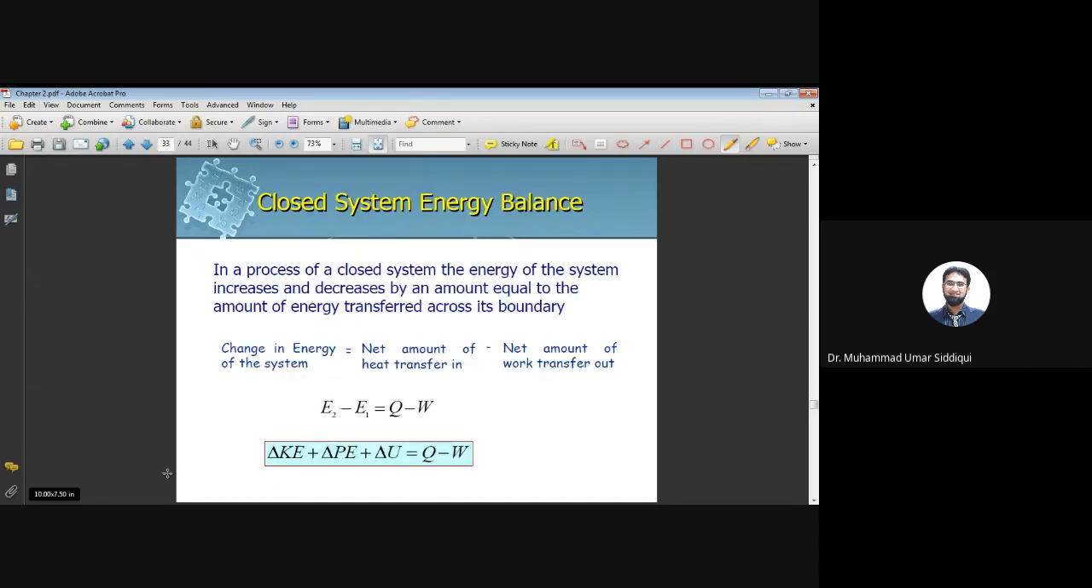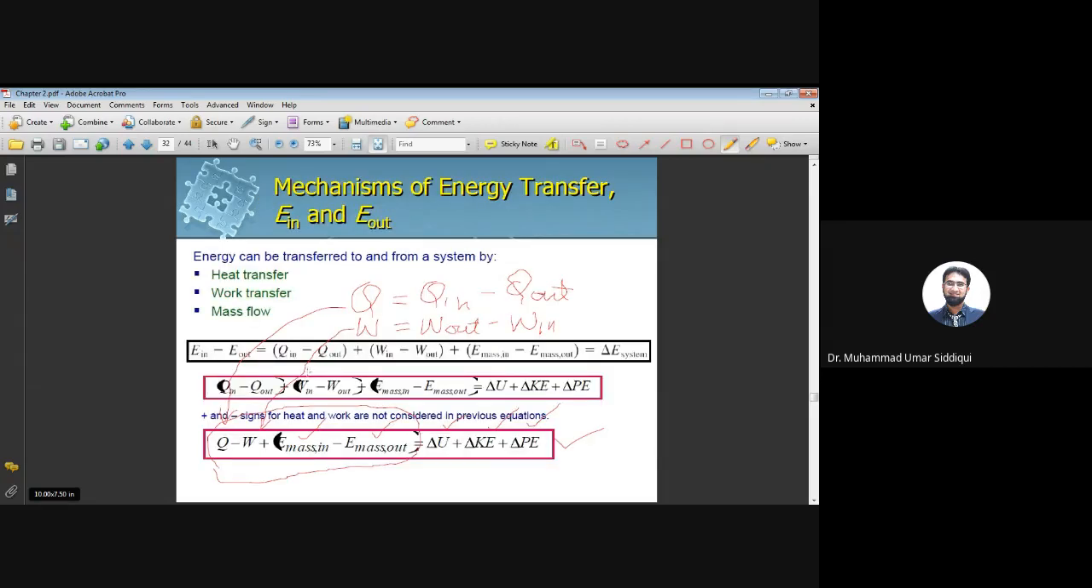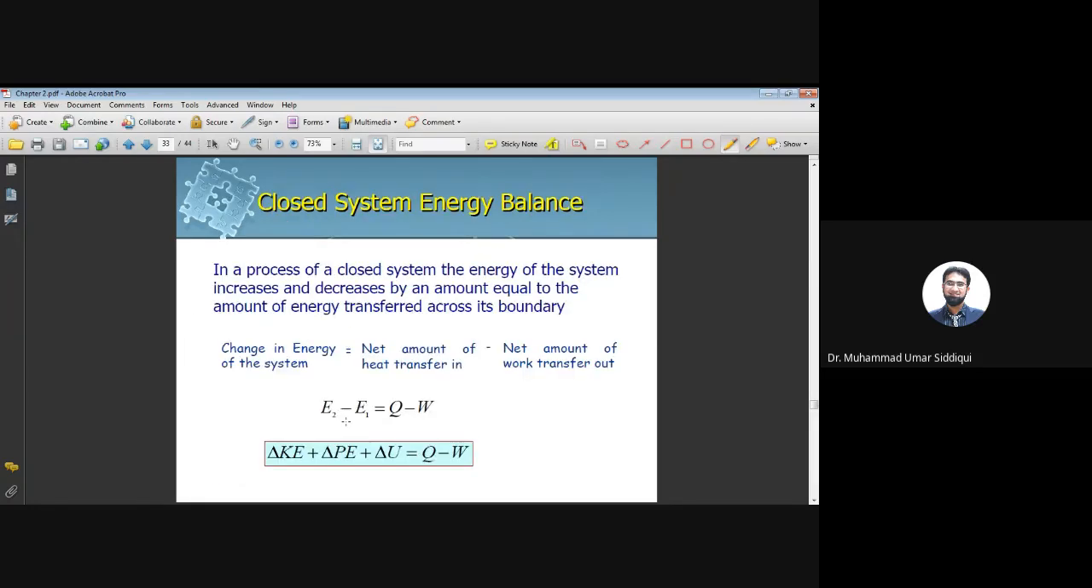Let's say we apply the first law of thermodynamics equation to closed systems. How do we define a closed system? A closed system is a system where mass cannot go in and out of the boundary. This means E mass in and E mass out will be zero. So for closed systems, the first law equation simplifies to Q minus W equals delta kinetic energy plus delta potential energy plus delta U. Is it clear?